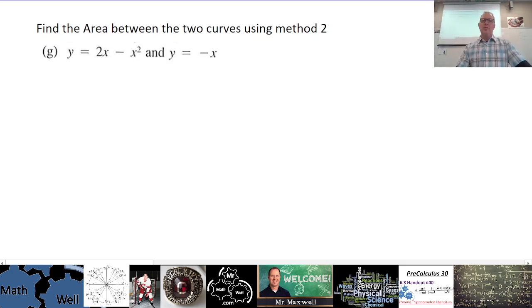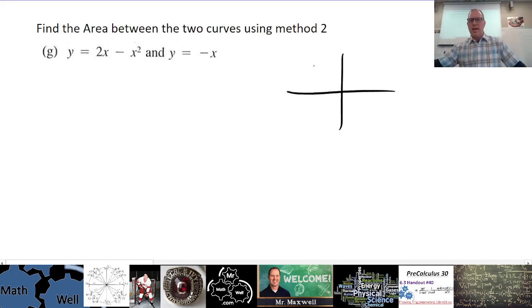So we have y equals 2x minus x squared. We could sketch this out a little bit to check it out. We would need to make sure that one graph is over top of the other graph the whole time. There's a parabola and a line, so probably one graph is on top of the other one the whole time. Let's just do a quick sketch.